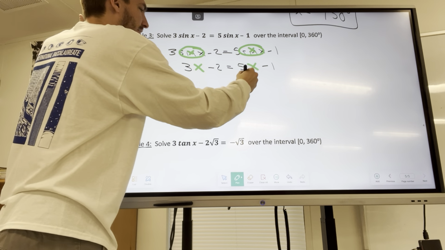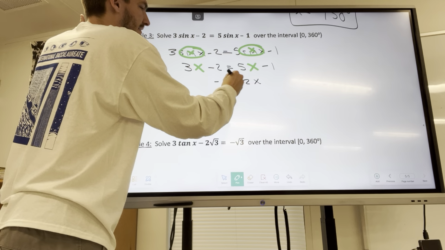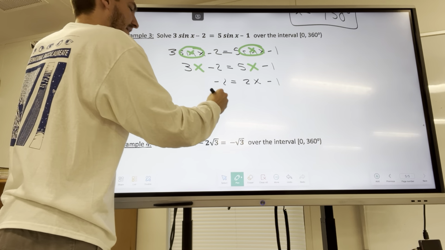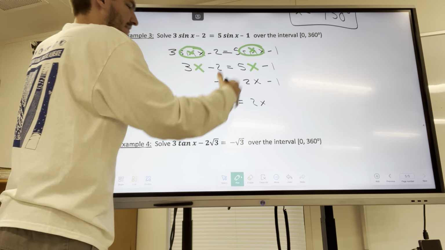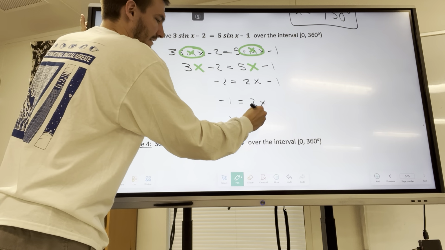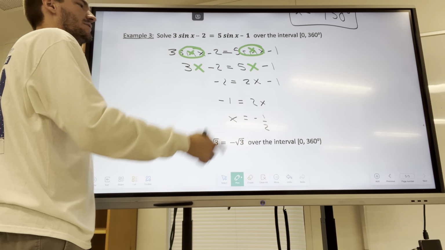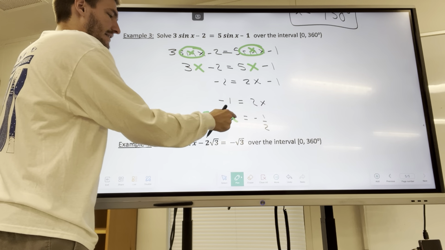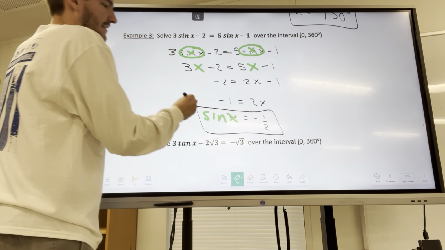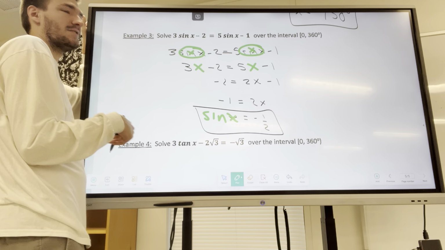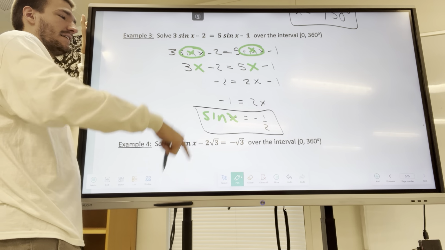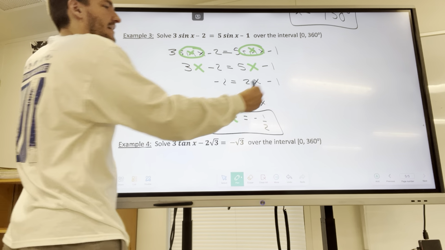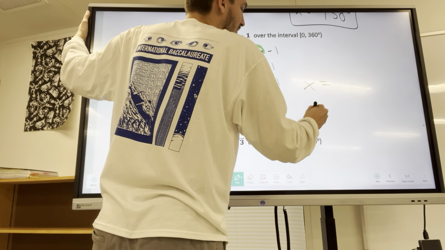Maybe we subtract 3x to the other side and we get 2x. Maybe we add 1 to this side now and we get -1 equals 2x. Then we divide by 2, x equals -1/2. Swap it all back in. This should be sine x, not just an x. This is not the answer. We're looking for when sine is -1/2. It's gonna be 2 answers.